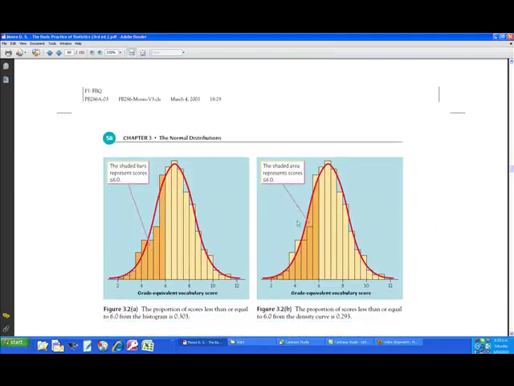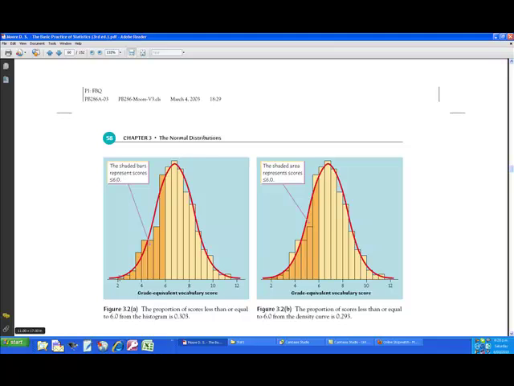So here, again, we have the same picture. We said that the variable here is the grade equivalent vocabulary score. So it's a score for the students, and it ranges between 2 and maybe 12 or something like that. So some of the students got scores around 2, some got scores around 4, some got scores around 8, and so on.